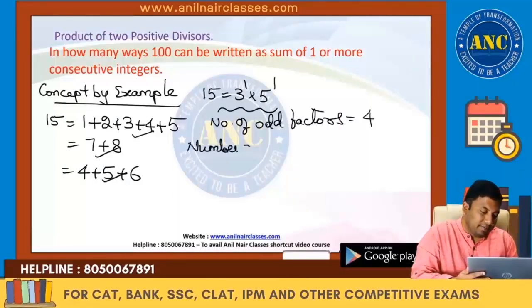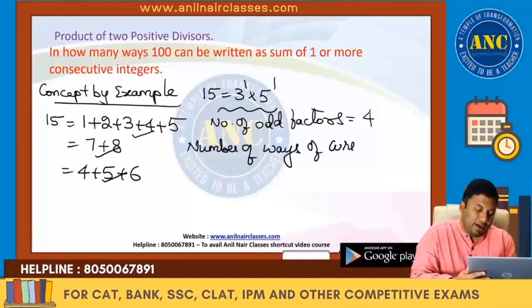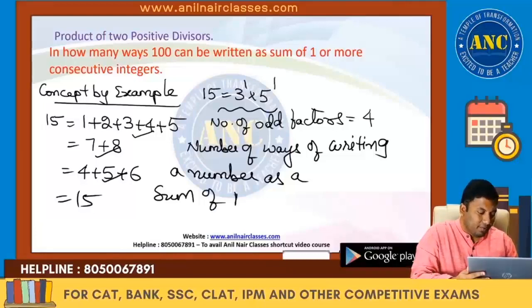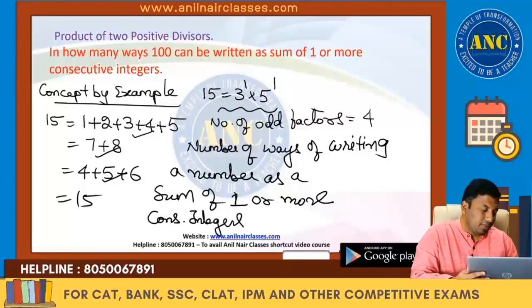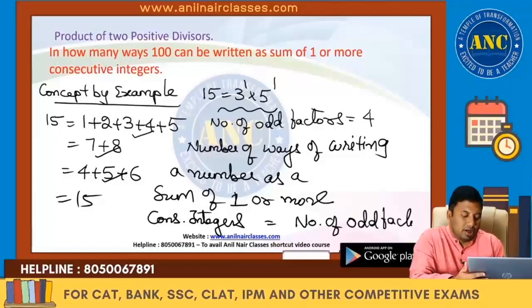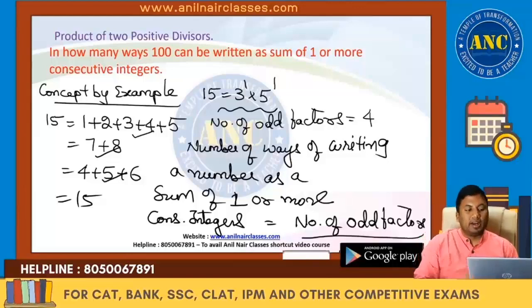Number of ways. I will also give you the proof. Number of ways of writing a number, say 15, as a sum of one or more consecutive integers is nothing but the number of odd factors. Please write down this extremely important point.